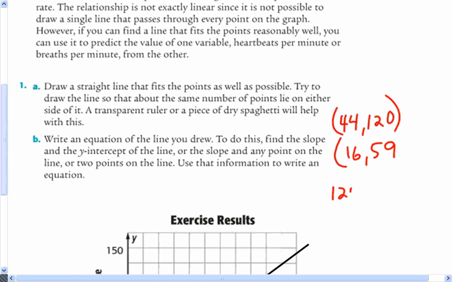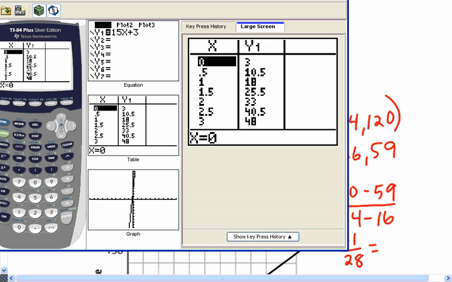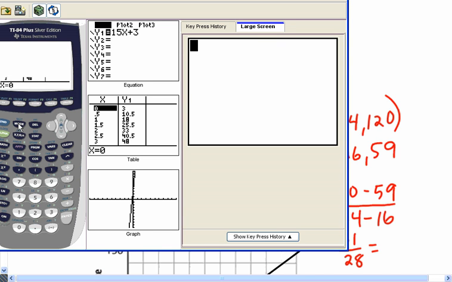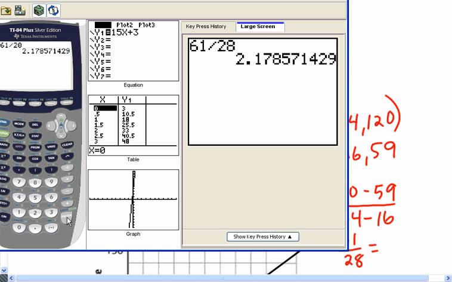So I'm going to subtract my y values, that's slope. Subtract my y values and divide that by the difference between my x values. And that's equal to 61 divided by 28, and 61 divided by 28 is about 2.2. I think I can round it to 2.2 or 2.18, depending on how accurate I want to be. Let's say 2.18.